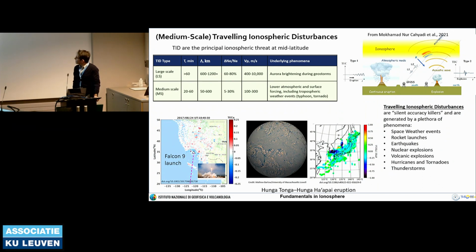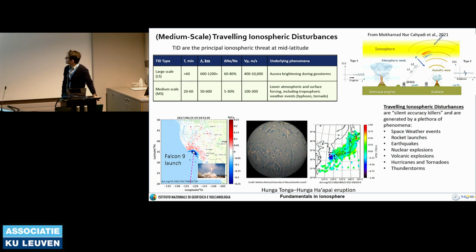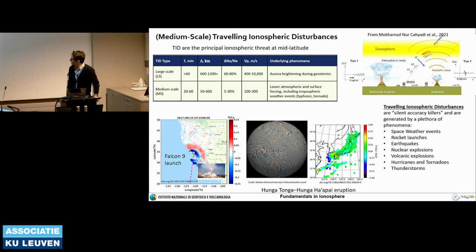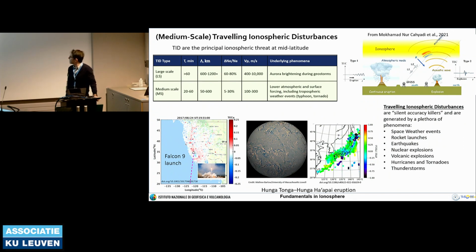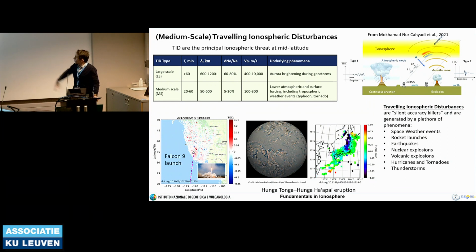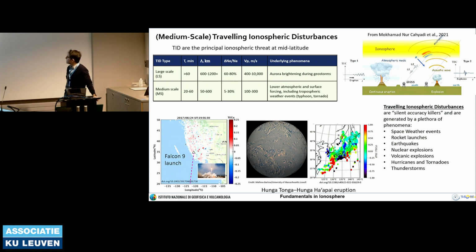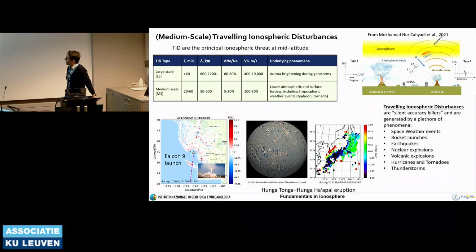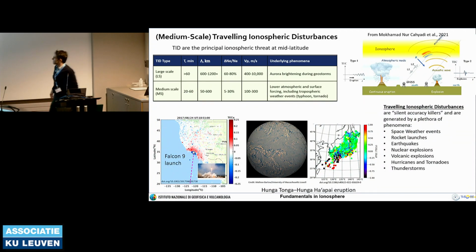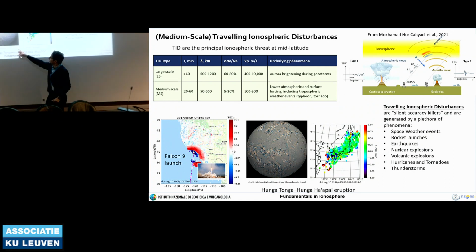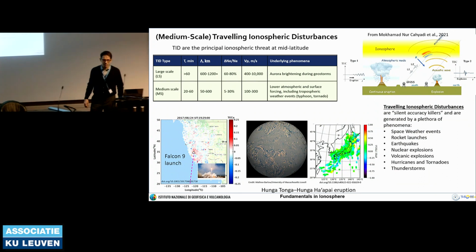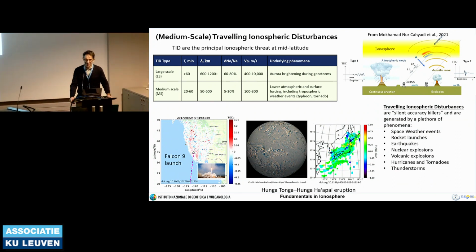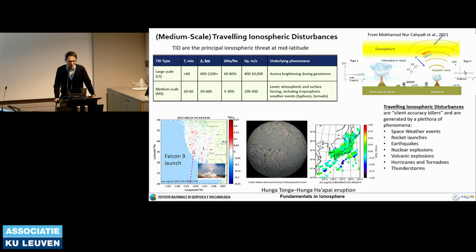And the interesting thing is that traveling ionospheric disturbances are created by a plethora of phenomena, especially the medium-scale TIDs. You can see on the left an example of a medium-scale TID created by a rocket launch, the Falcon 9 rocket launch. This is the case of, probably you heard about it, the Hunga Tonga eruption, which is becoming kind of what the Halloween storm was. It's a standard candle for the lithosphere, atmosphere, ionosphere coupling.